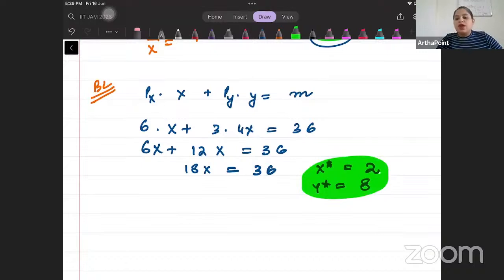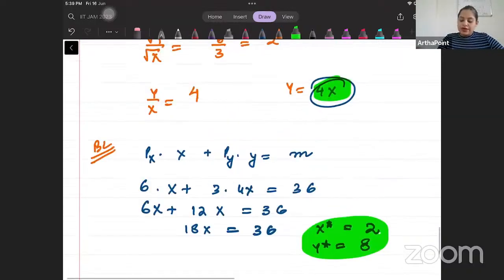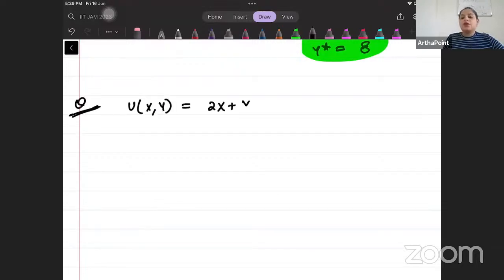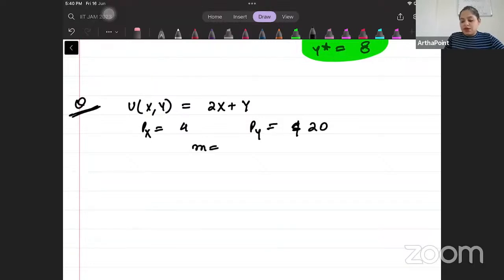Okay, but I will give you one more question related to utility maximization. Please write down. You're given u of x, y is equal to 2x plus y, right? You're given px is 4. You're given py is 20. And you're given m is 40. Find the equilibrium bundle.